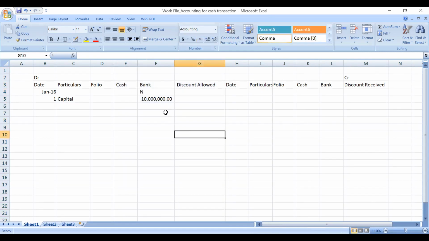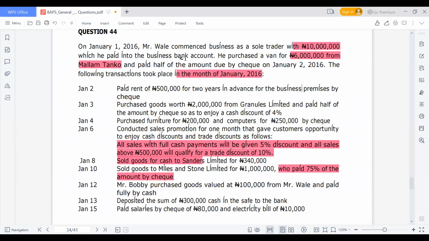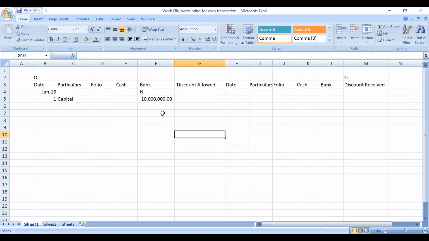All right, that is for the first day. Then we also need to look at the opening paragraph. For 10 million, he paid into the business bank account. The reason why I'm bringing the 10 million naira under the bank is that he is introducing the money via the bank. Assuming it is in cash, it will be here.